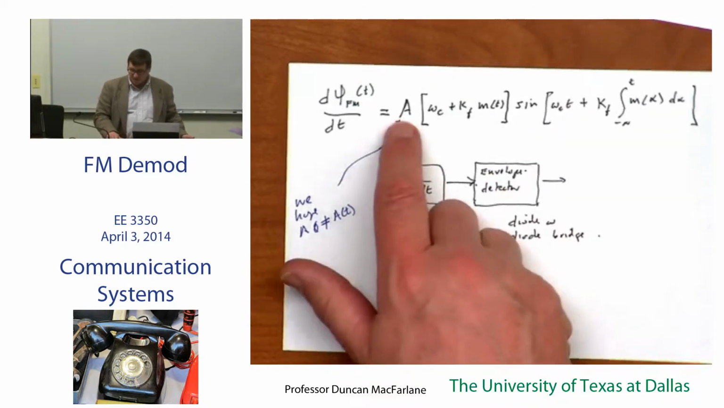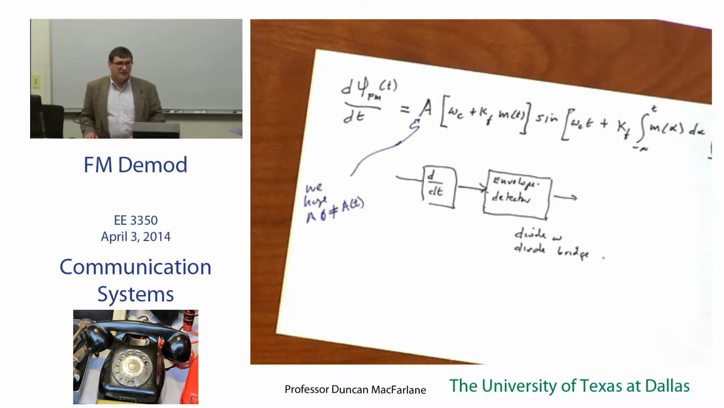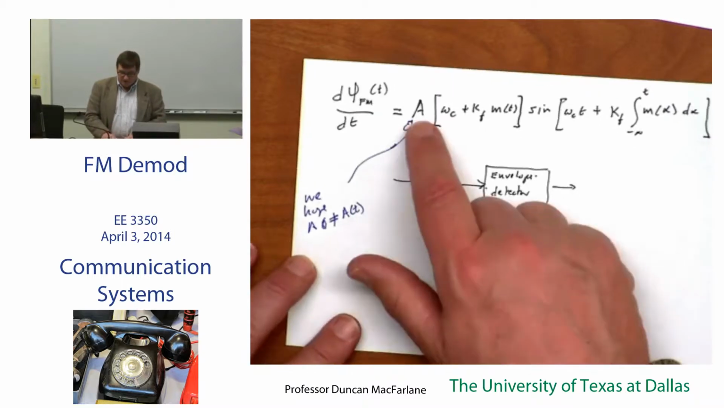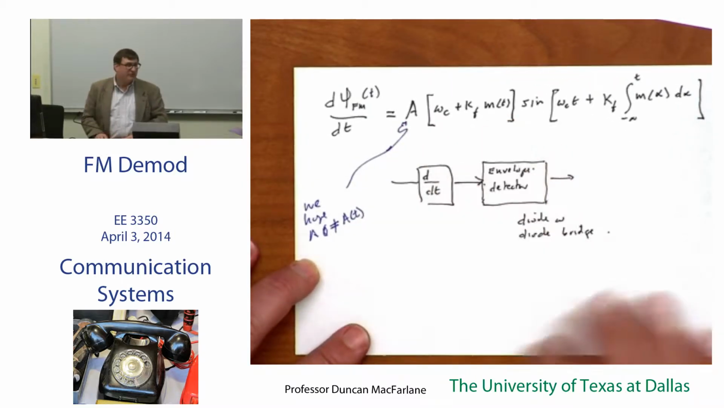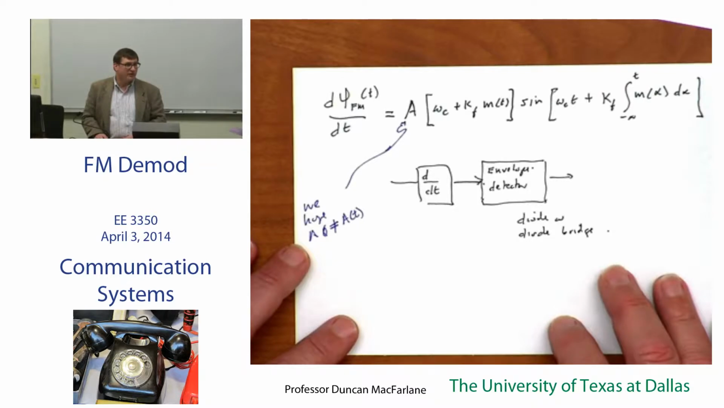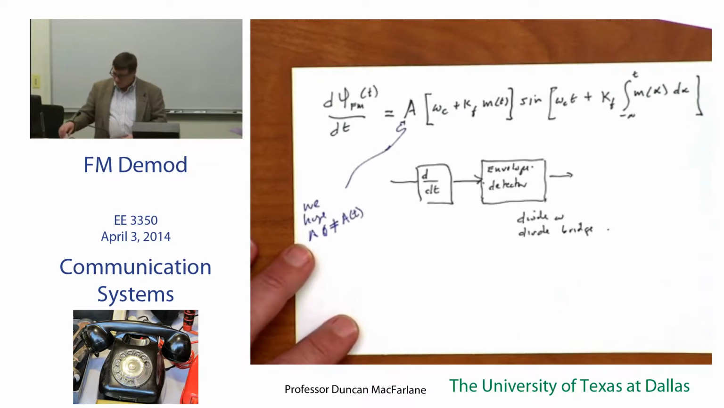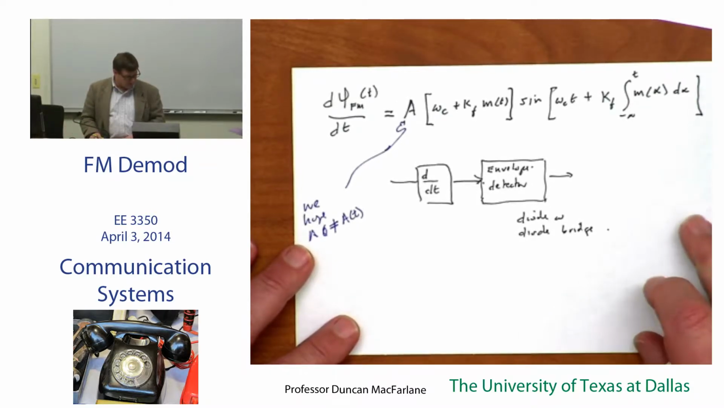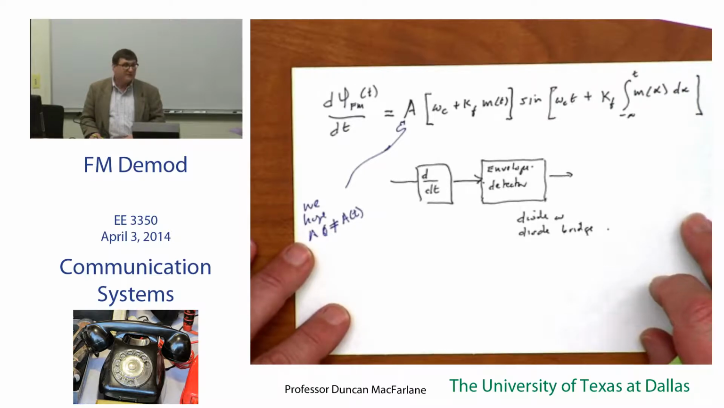I'd have to have some term of dA/dt in there, and that would look an awful lot like the message signal. So any variation in the channel on A of t is going to interfere or give you a noise term on my A.